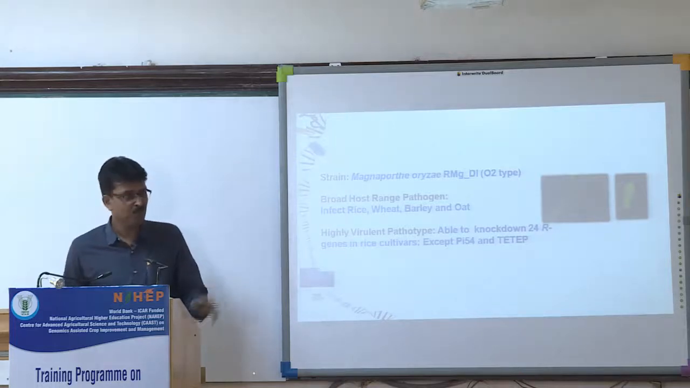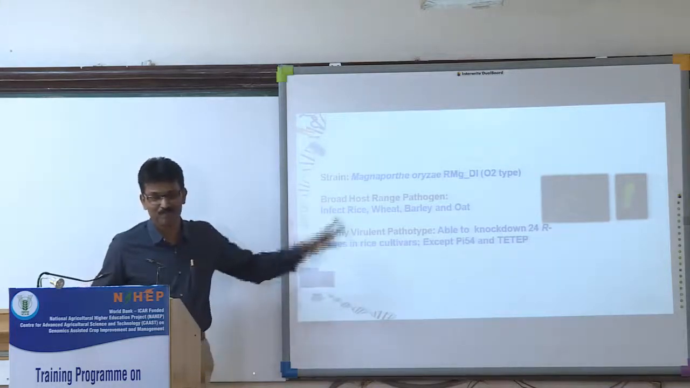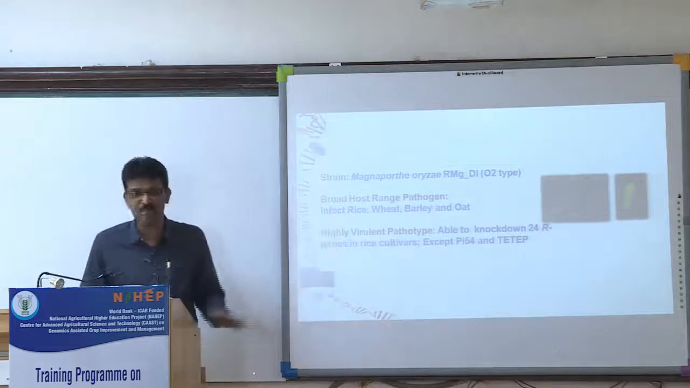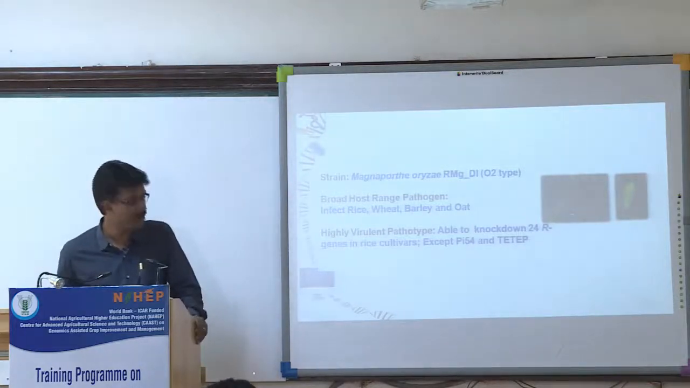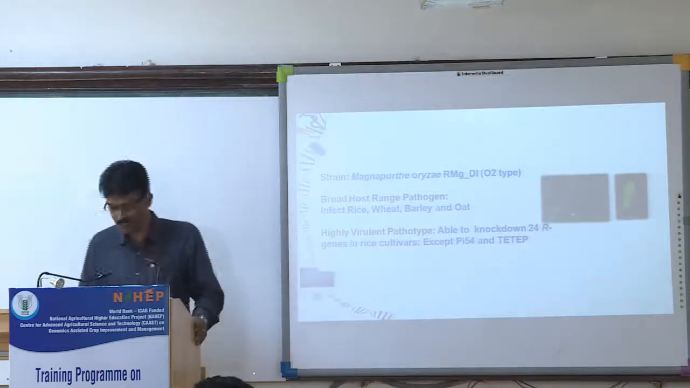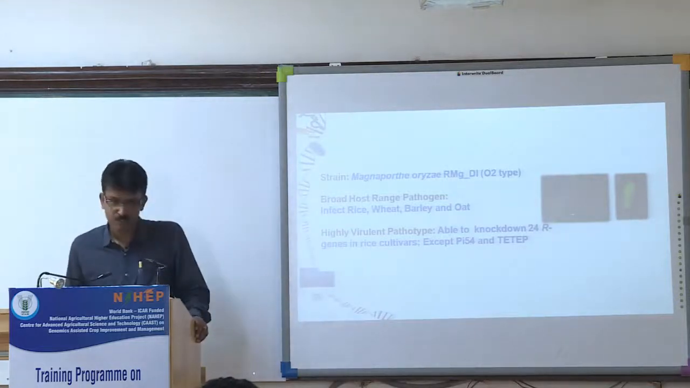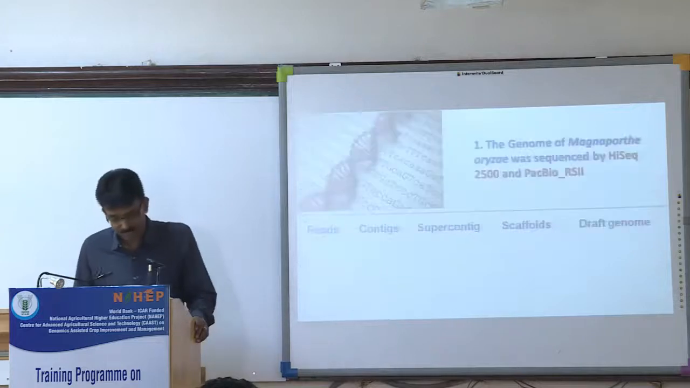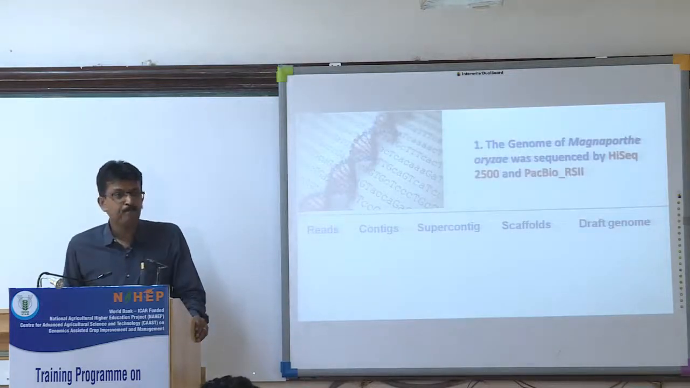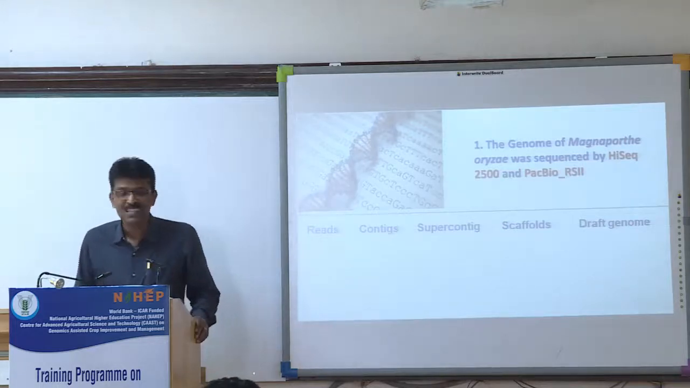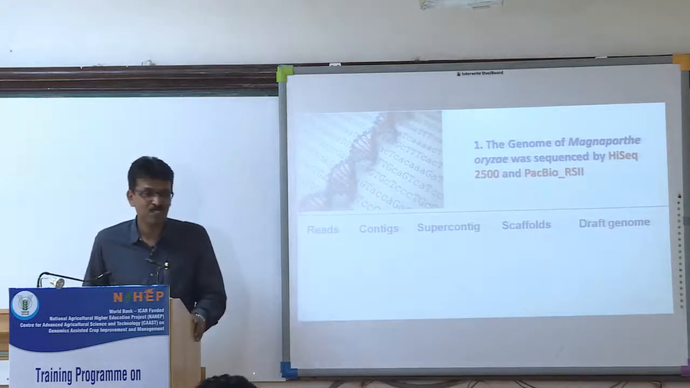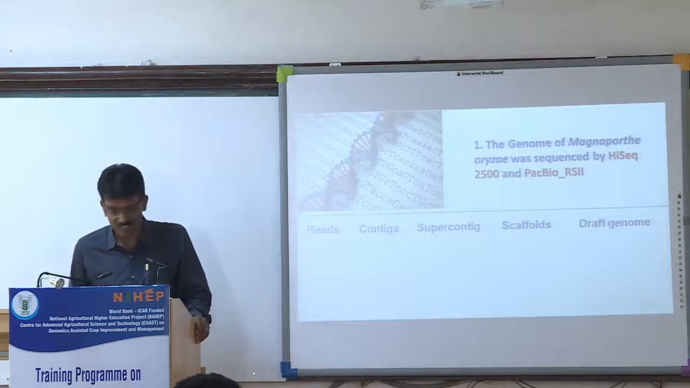I hope all of you know a little bit about these acronyms and these genes, and if you do not know, I think if you interact among yourselves, you will understand. PI54 is a resistance gene, and TETEP is a universal donor for rice blast. And you must be having classes on the specific genome sequencing approaches. I am not getting into that. I think the specific teachers will come and handle those classes.